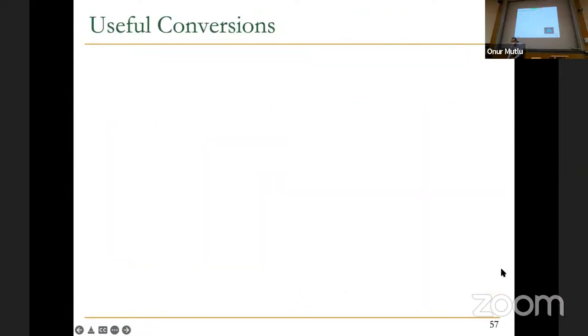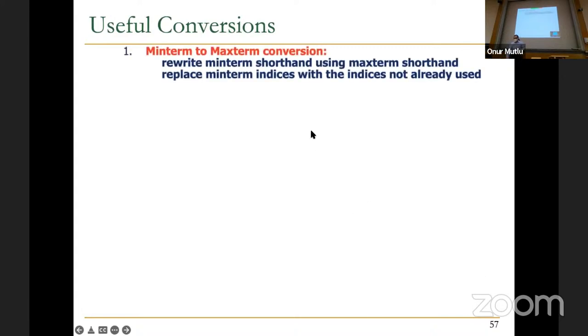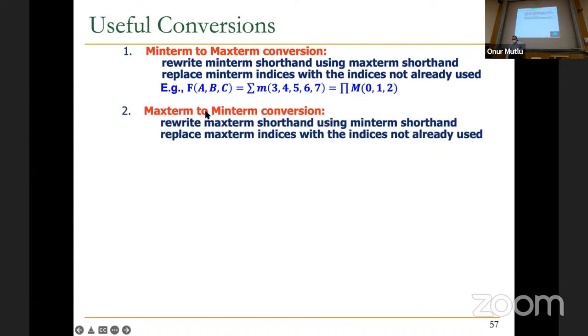So let's talk about some useful conversions very quickly. Again, these are obvious if you know Boolean algebra, or if you just think a little bit. If you want to convert a function from a min term form to max term form, this is, for example, the function that we examined. This is the min term expansion form, sum of products 3, 4, 5, 6, 7. It's the same as product of sums of the remaining indices, the max terms that are not used, basically. You can do max term to min term conversion exactly the same way.